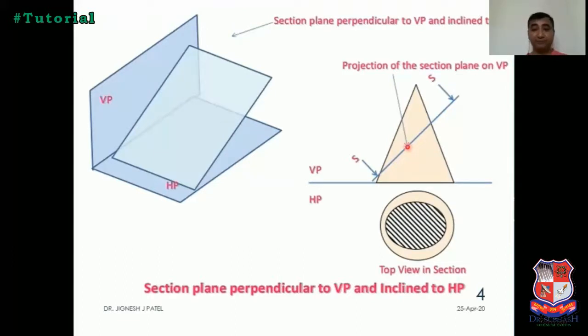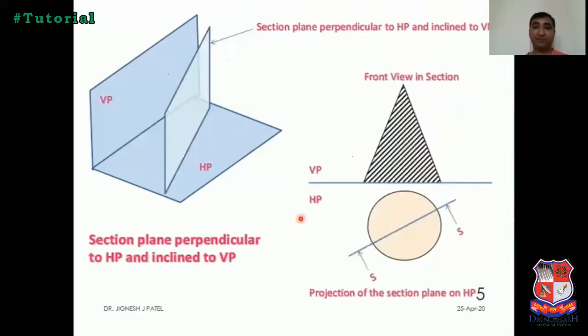Next, the section plane perpendicular to HP and inclined to VP. This plane is inclined to VP, so this section plane we can represent on the plan. Right, we can show this in the plan. SS is the sectional plane and it is represented by a line. So when it is inclined with VP, then we can represent this plane in a top view.